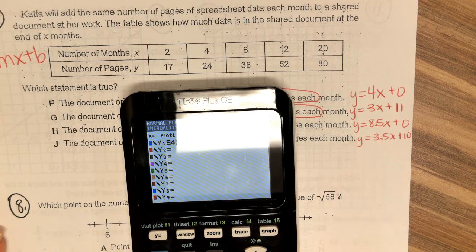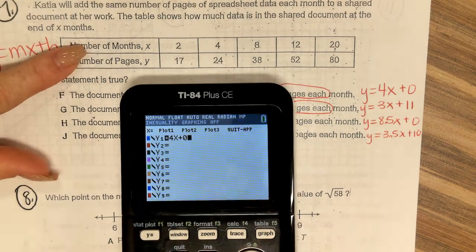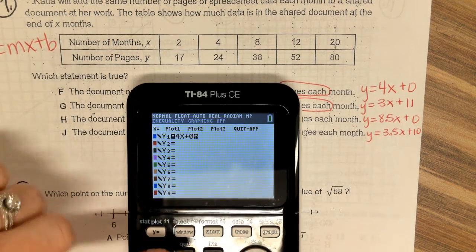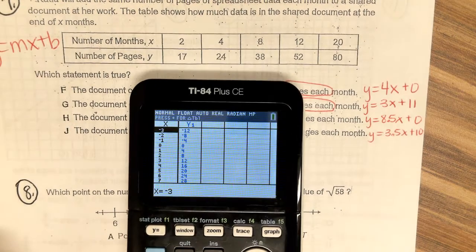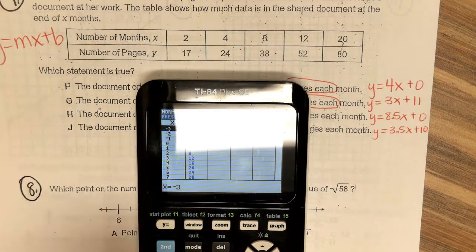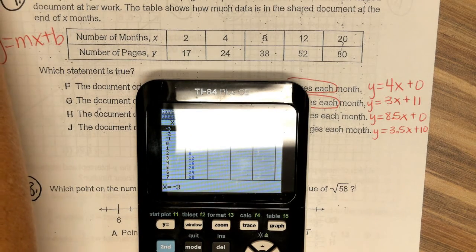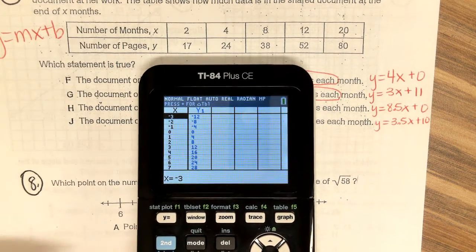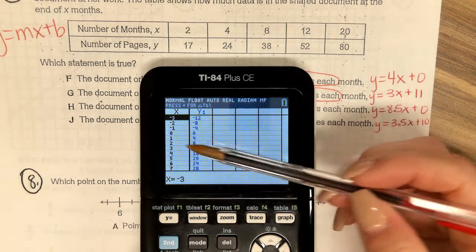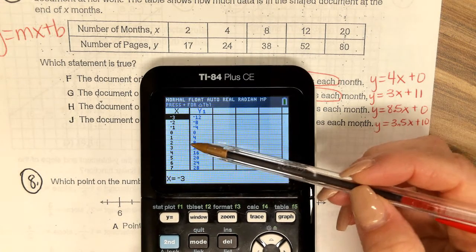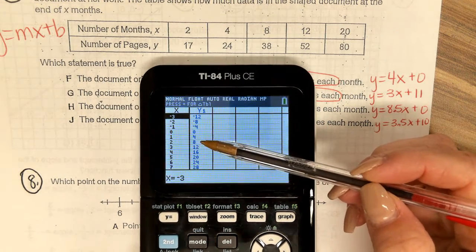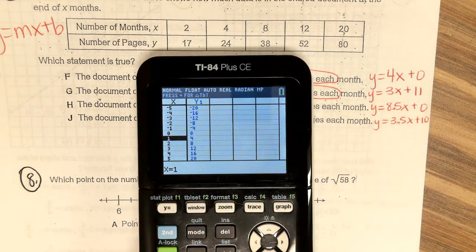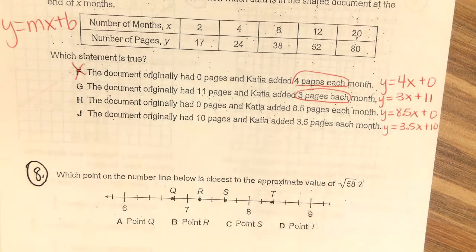4x plus 0. Where am I going to go to see if it matches this? Second graph or second table. Quickly, quickly. Okay, so I'm matching when x is 2, y is 17. Does it match? Yes or no? When x is 2, is y 17? No. And guys, y'all know y'all can tab and arrow down until you see what you want to see, right? So F is out. Let's go put in G.